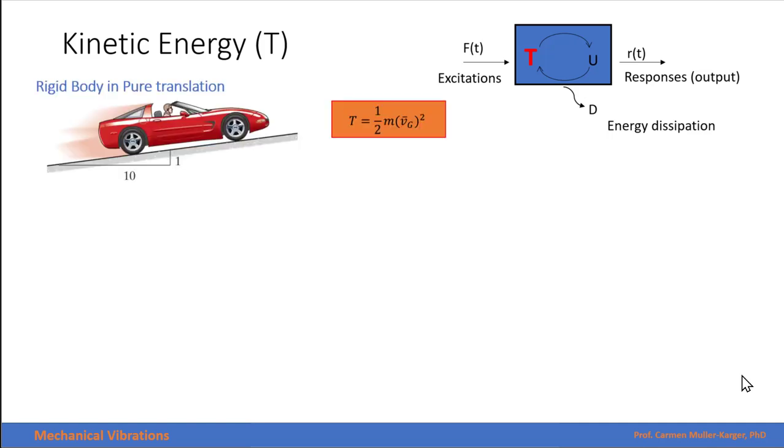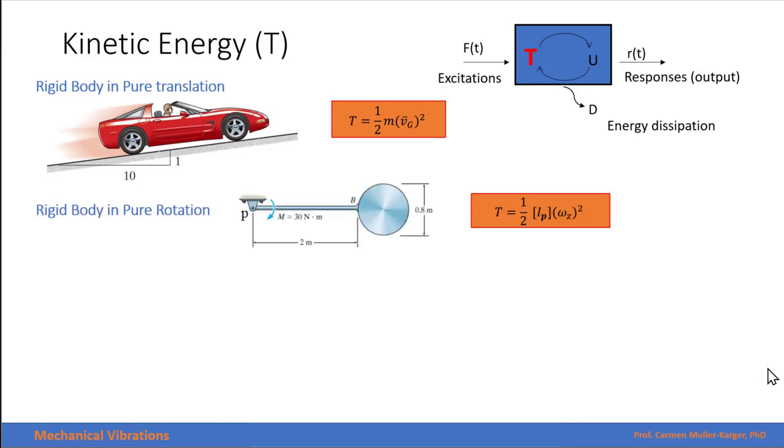When we have a rigid body in pure translation, the formula to calculate its kinetic energy will be 1/2 the mass times the linear velocity of the center of mass squared. If we have a rigid body but now in pure rotation, which in this case is because we have a pin over here and this body is rotating with respect to that fixed point, the kinetic energy will be calculated as 1/2 the mass moment of inertia with respect to that point P times the angular velocity squared.